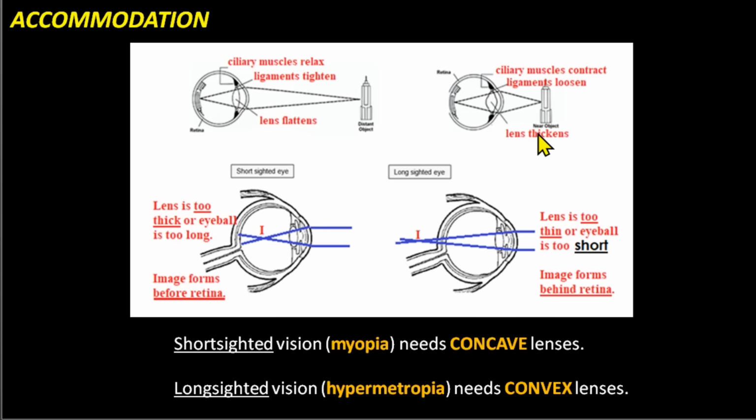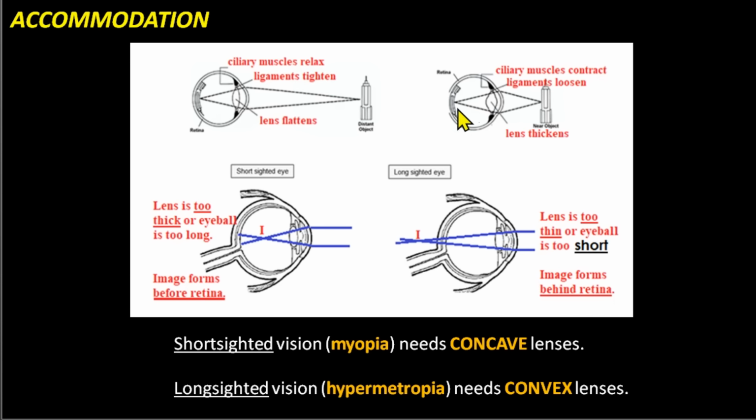If you are looking at a close object, imagine that you put your finger close to your eye and you try to focus on it, you notice that there's a strain in your eye. This is because the lens is thickening due to the contraction of the ciliary muscles. The suspensory ligaments are going to loosen to allow this to happen.